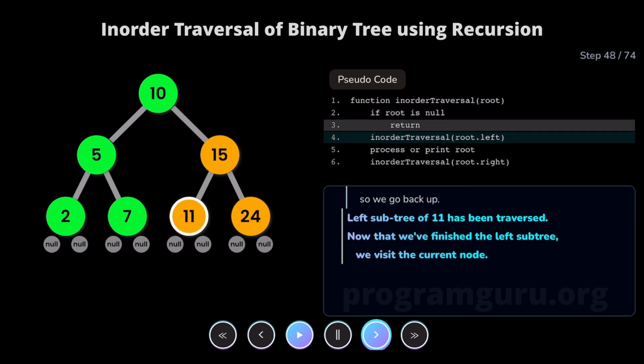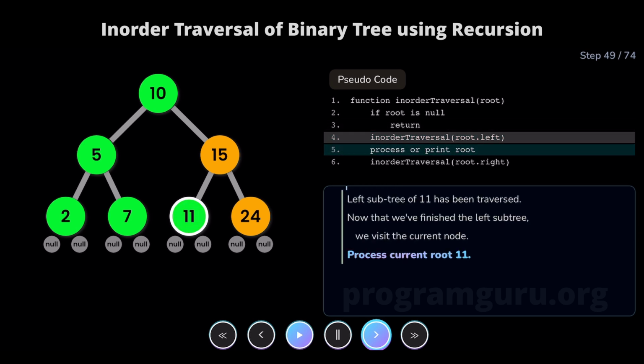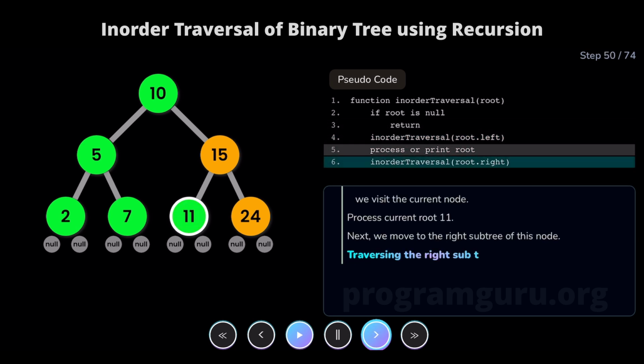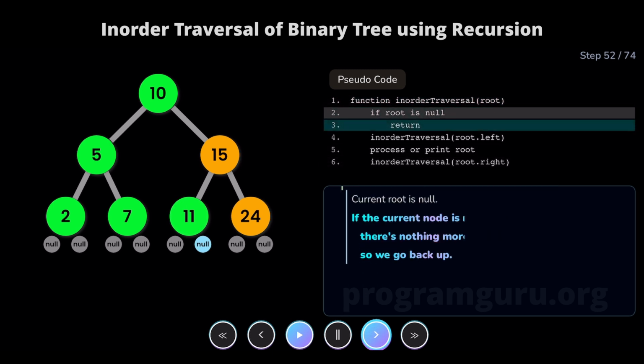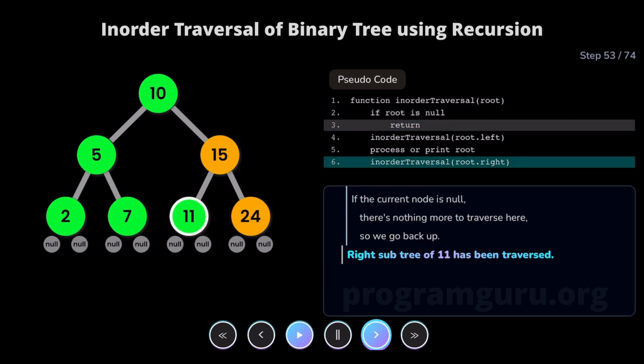Now that we've finished the left subtree, we visit the current node. Process current root 11. Next, we move to the right subtree of this node. Traversing the right subtree of 11. Current root is null. If the current node is null, there's nothing more to traverse here, so we go back up. Right subtree of 11 has been traversed.